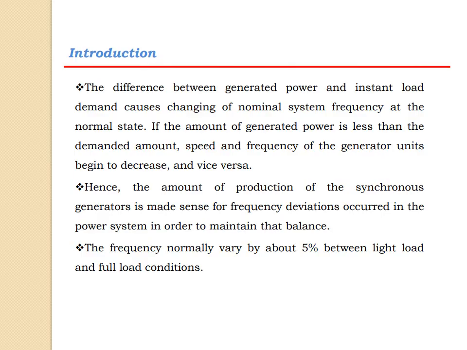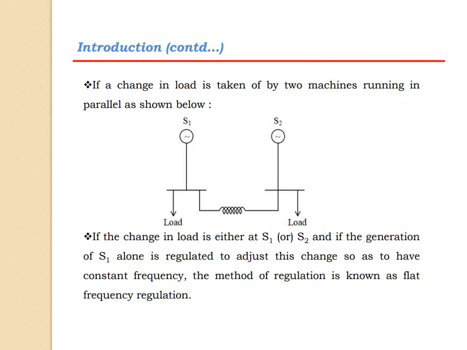Hence, protection of the synchronous generator is provided, since frequency deviation occurs in the power system, in order to maintain the balance. The frequency normally varies by 5% between light load and full load condition. In the change in load taken by two machines running in parallel, if the change in the load is S1 or S2, and the generation of S1 alone is regulated to adjust the change so as to have constant frequency, the method of regulation is known as flat frequency regulation.